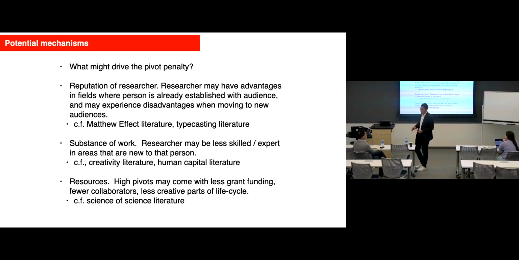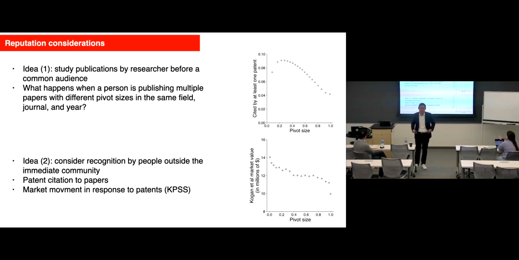So I'll give you some tests on this, and I'll give you some ideas on the high level how we attack this. So we tested a whole bunch of hypotheses. In terms of reputation considerations, this is something we spent a lot of time to think through. There are two empirical ideas we wanted to pursue on this. First empirical idea is to say, why don't we study only the publications by researchers before a common audience, right? So the basic idea here is, what happens when the person is publishing multiple papers with different pivot size, but in the same field, journal, and year, right? So you're putting in the same kind of a journal, on a common audience, but the variation is the pivot size. So what happened there, and what you see is that it still happens, right?